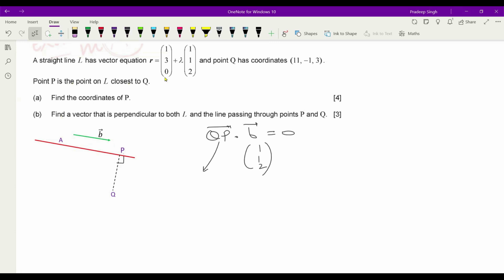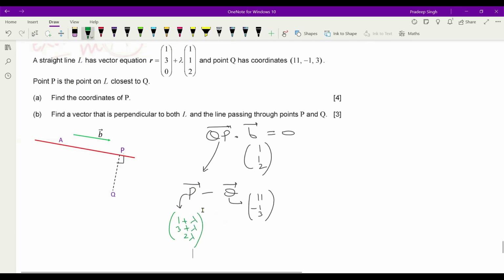For QP vector, we will do P minus Q. Now, Q vector is already given to us in the question: 11, minus 1, and 3. To find the P vector, all we need to do is figure out the coordinates from the vector equation. So the X component will be 1 plus lambda, Y component will be 3 plus lambda, and the Z component will be 0 plus 2 lambda. So let's write down P vector: 1 plus lambda, 3 plus lambda, and 2 lambda.